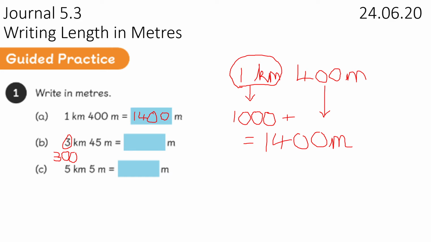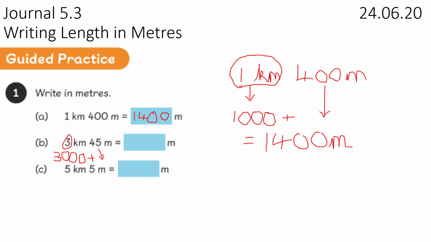So 3 on its own is 3 ones. Add 1 zero, it is now 3 tens. 3 hundreds, 3 thousands. Okay, and then you're going to be adding the 45. Now this is where you need to be very careful with your place value. You don't want to put the 4 into the hundreds and the 5 into the tens. You also don't want to put them into the right place and then forget the placeholder.